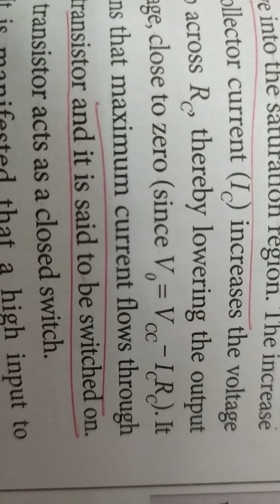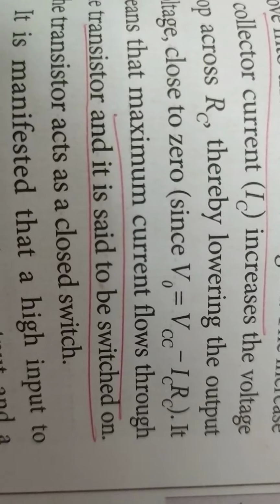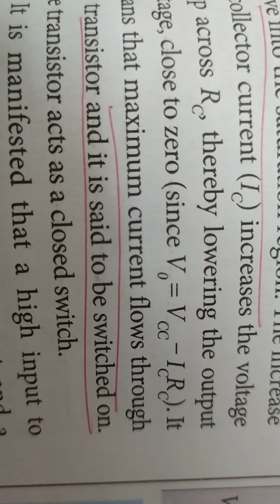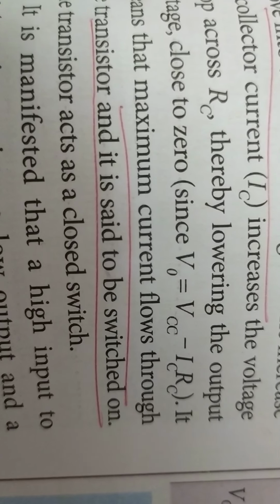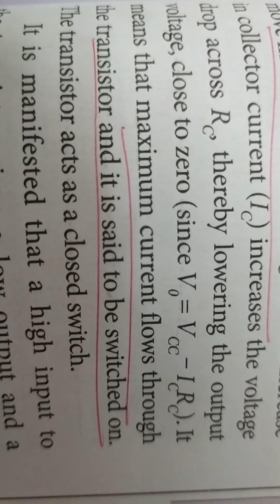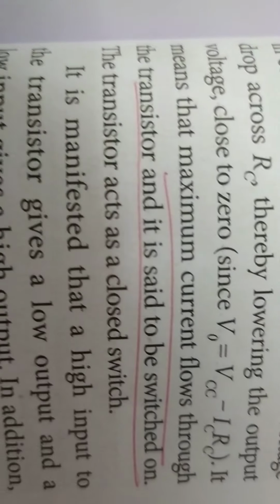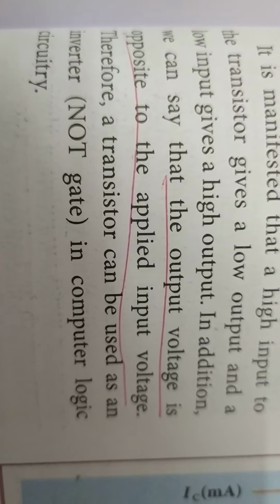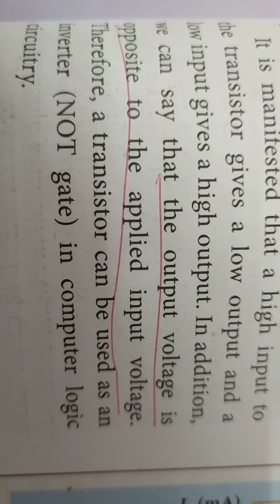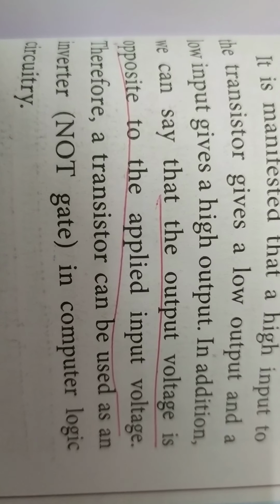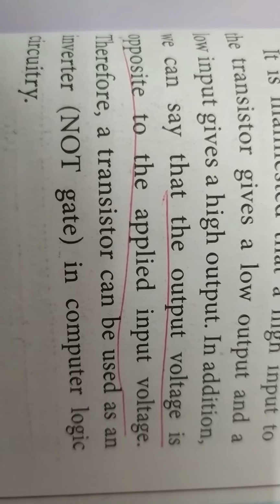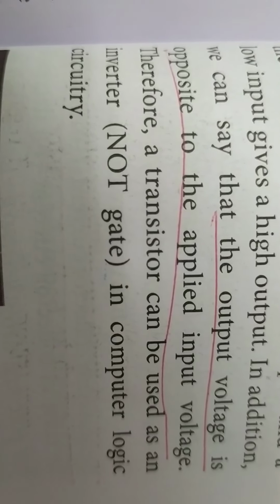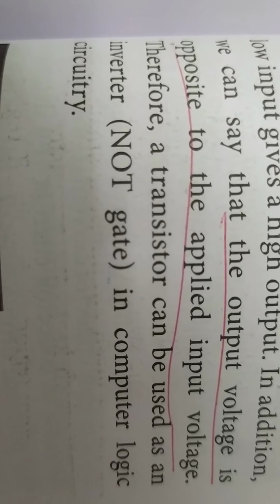Here VO is equal to VCC minus ICRC, where VCC is the power supply you are giving, IC is the collector current, and RC is the collector resistance, and using that you can calculate the output. From this you can say that the output voltage is opposite to the applied input voltage. If you give high voltage you will get low voltage, and vice versa. So it can work as a NOT gate, and these gates we are going to study in a later part of this chapter.